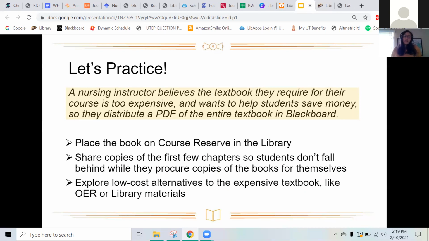The first few chapters could be shared so that students don't fall behind while they procure copies of the books for themselves. This might leave a little bit more time for students to procure lower cost used copies if the first few chapters are shared. And alternatively, it's a little bit more work, but this professor could explore low cost alternatives to the expensive textbook that's in use, like open educational resources or OER, or library materials, things the library already owns that could perhaps serve as instructional materials instead of this textbook.